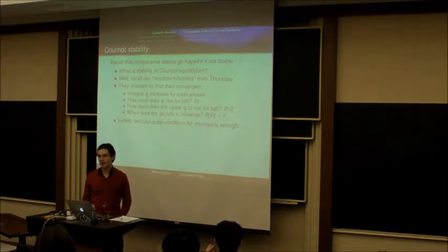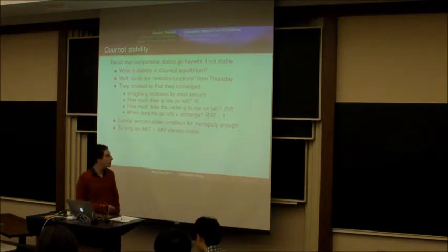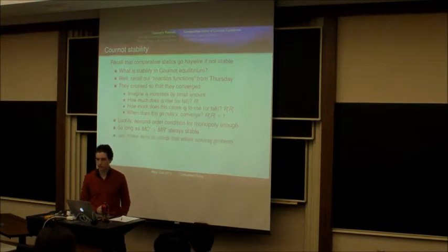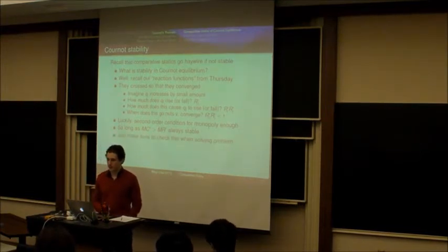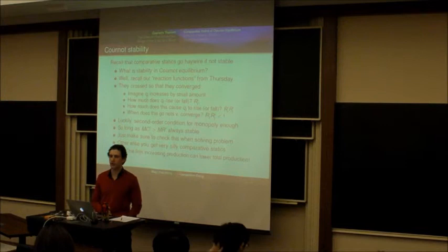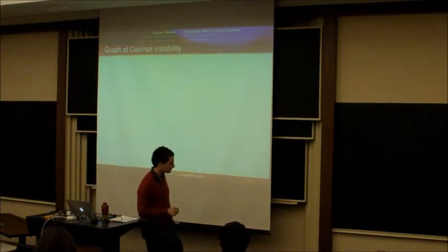Now, luckily, the second order conditions for a monopoly, just that the marginal revenue curve is decreasing relative to the marginal cost curve, is going to be enough to ensure this. So as long as we assume that the derivative of marginal cost is greater than the derivative of the industry marginal revenue curve, everything will be stable. You just have to make sure you check this whenever you're solving a problem. Otherwise you'll get very silly comparative statics, like one firm increasing its production could cause the total industry production to go down. It's basically the same as in competitive equilibrium.